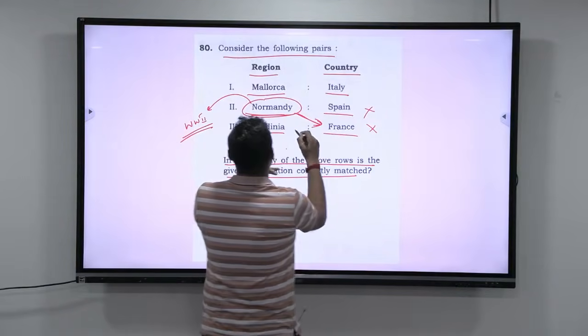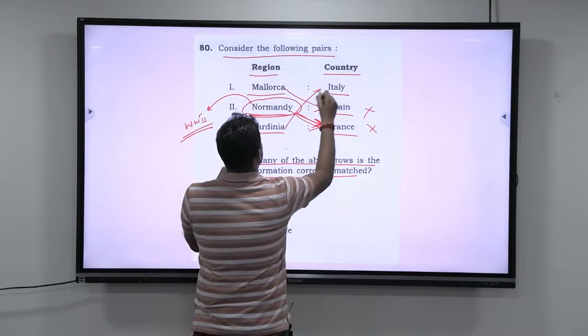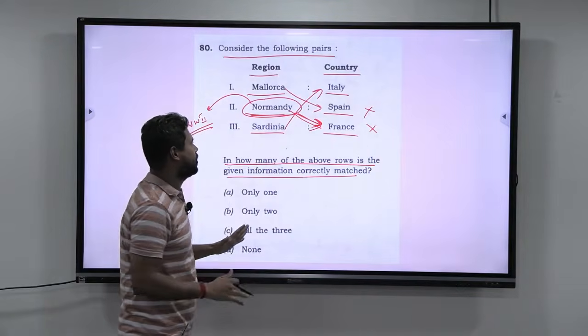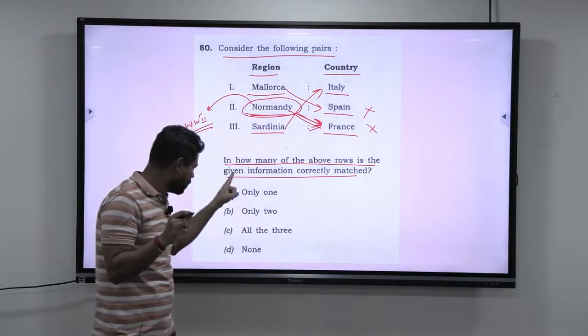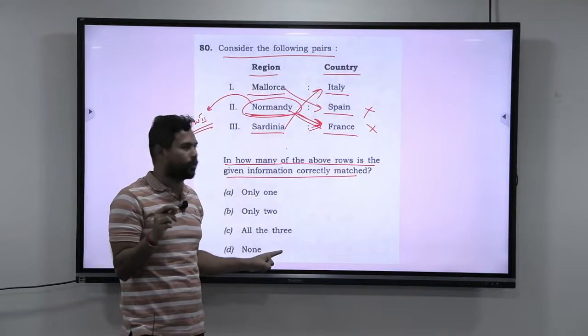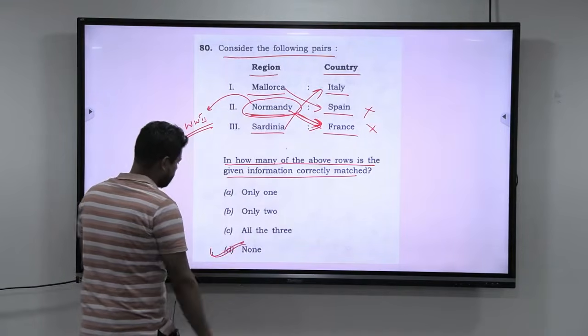So look at this here. Normandy is in France, Mallorca is in Spain, Sardinia is in Italy. So that is where they have just changed it. But here they have changed all the rows, so it becomes a little difficult for you to understand, and they have removed the scope of elimination. Okay. However, how many of the above countries are correctly matched? None is correctly matched. Okay, very difficult question.